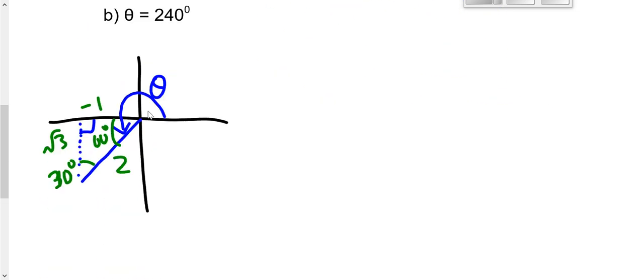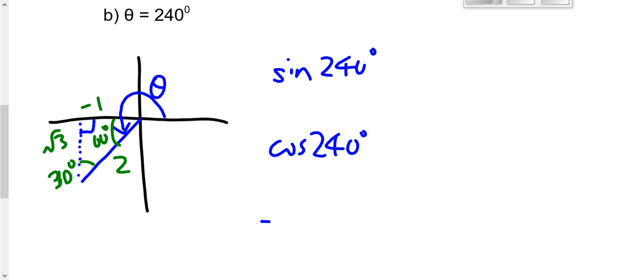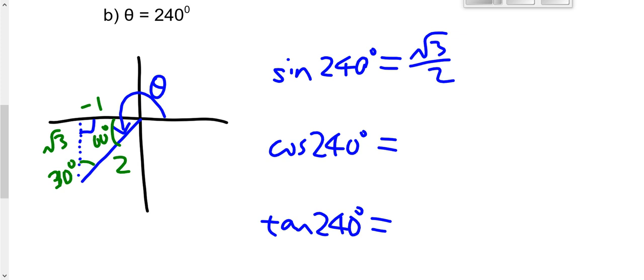Now we know all the lengths, so we can quickly fill in the information. So sine 240, cos 240, tan 240. If you know the angle, you have to specify the angle. You cannot just say sine theta or cosine theta. Nope. Okay, so sine is opposite over hypotenuse. So root 3 over 2.